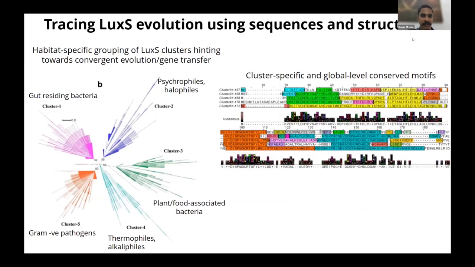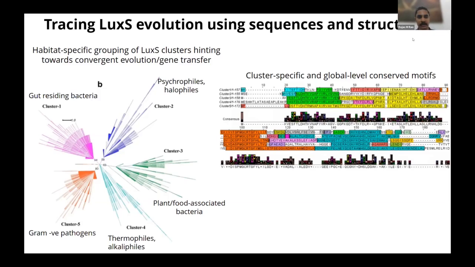From the phylogenetic analysis, we found that LuxS evolved early. In fact, it formed 5 highly conserved clusters. An interesting thing we observed among these clusters was that they were habitat specific, meaning different clusters were populated with bacteria localized to a specific habitat. For instance, one of the clusters had a large population of gut-residing bacteria. The other cluster had a large population of extremophiles.